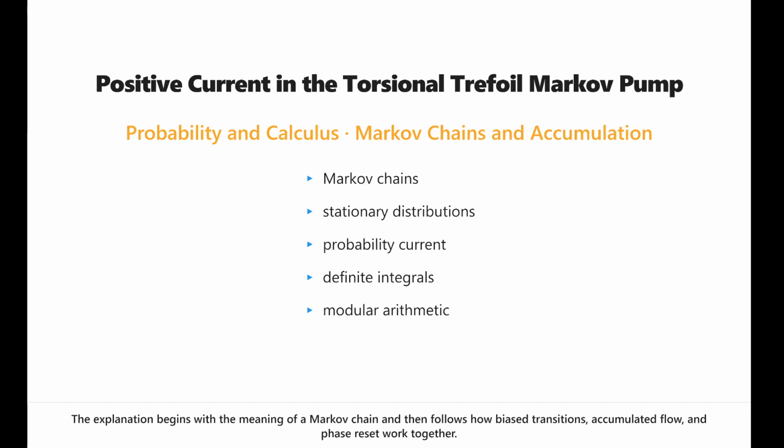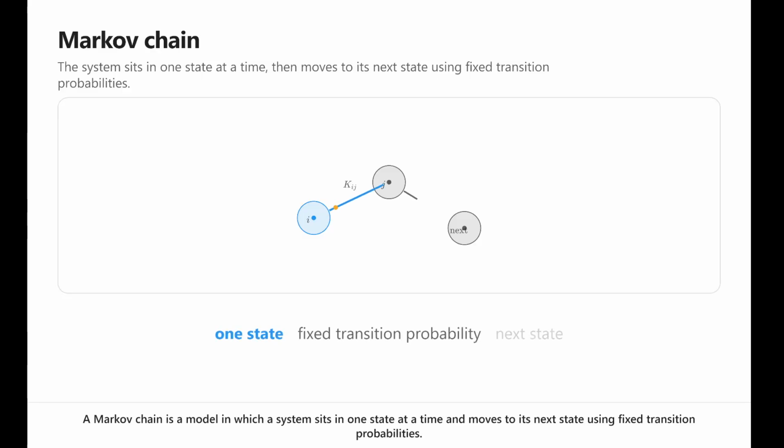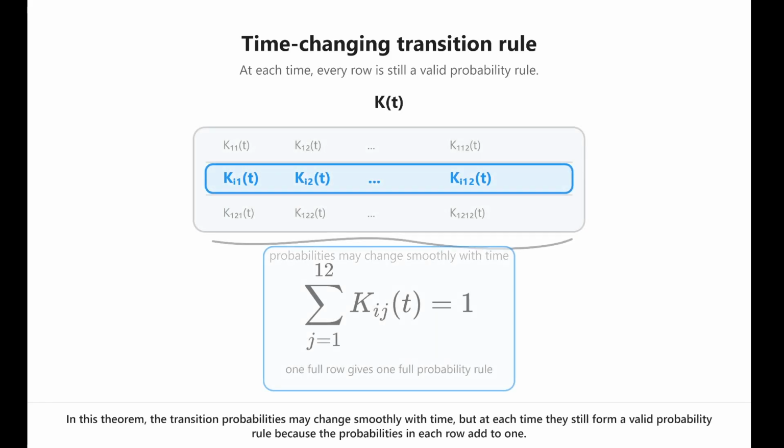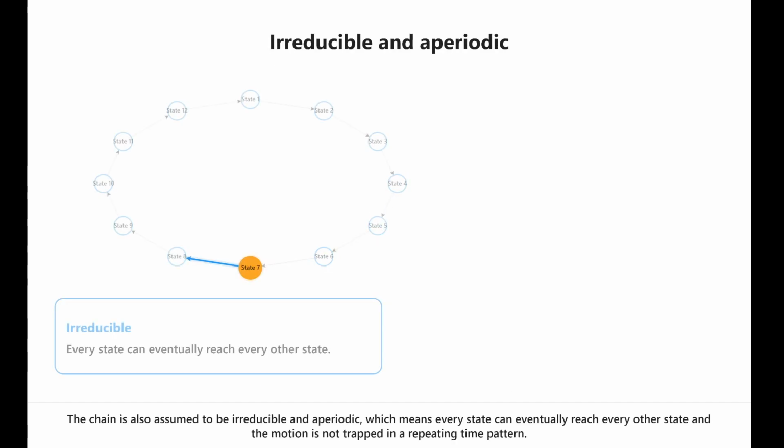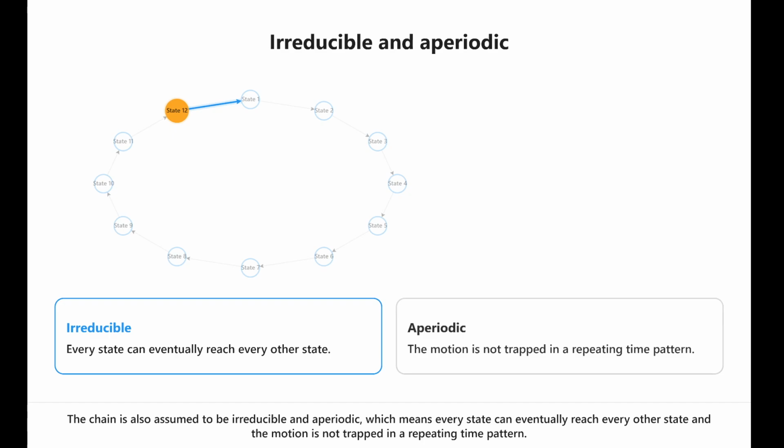reset work together. A Markov chain is a model in which a system sits in one state at a time and moves to its next state using fixed transition probabilities. In this theorem, the transition probabilities may change smoothly with time, but at each time they still form a valid probability rule because the probabilities in each row add to 1. The chain is also assumed to be irreducible and aperiodic, which means every state can eventually reach every other state, and the motion is not trapped in a repeating time pattern.